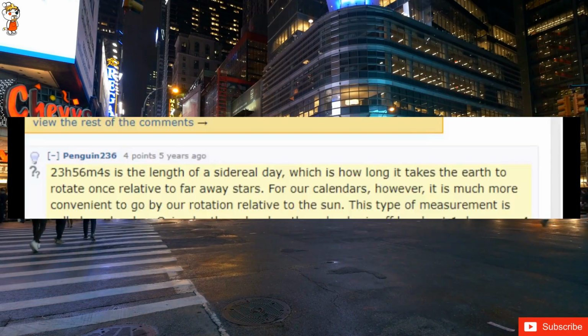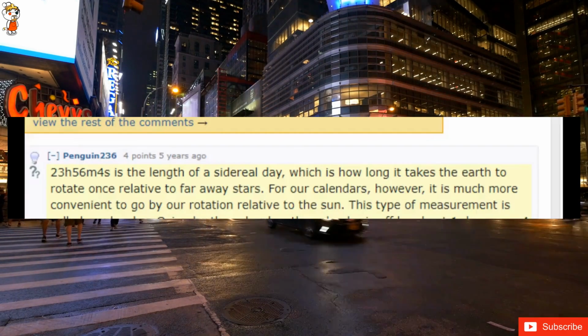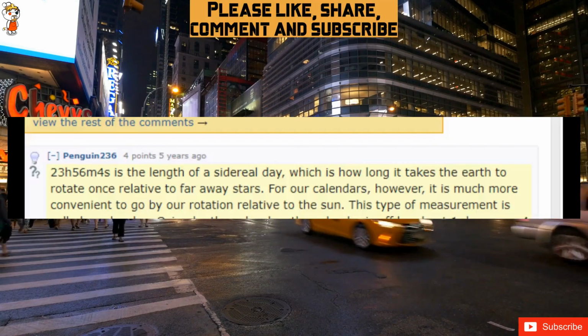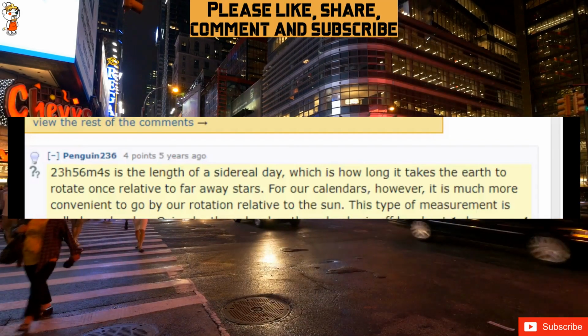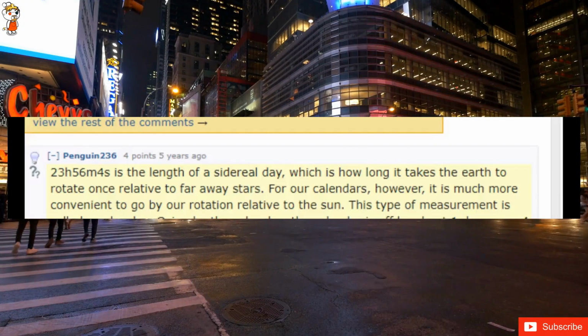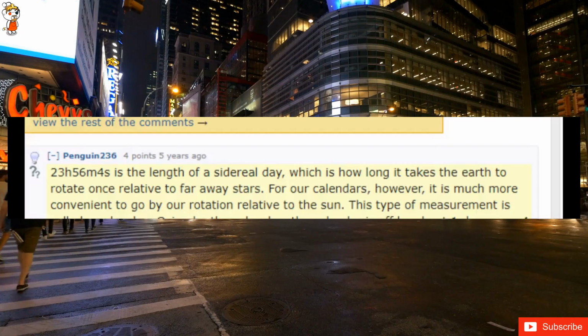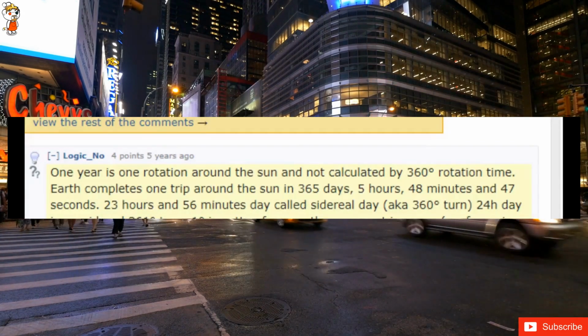23 hours 56 minutes 4 seconds is the length of a sidereal day, which is how long it takes the Earth to rotate once relative to faraway stars. For our calendars, however, it is much more convenient to go by our rotation relative to the Sun. This type of measurement is called a solar day. Going by the solar day, the calendar is off by about 1 day every 4 years, which is why we have leap years. 1 year is one rotation around the Sun and not calculated by 360 degrees rotation time.